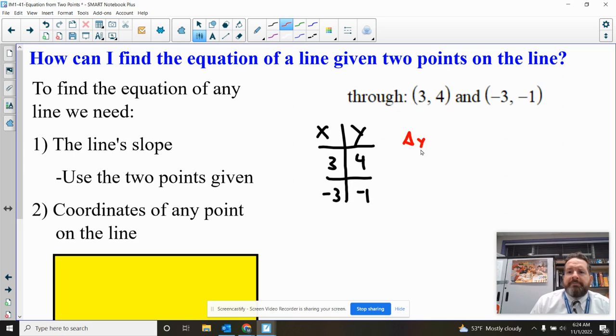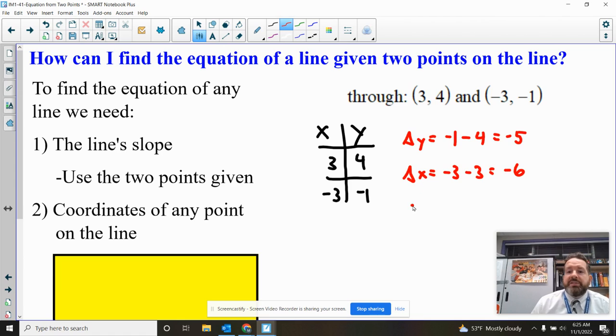So for the change in y, take bottom minus top. For the change in x, do the same thing. Order matters, so bottom minus top, -3 minus 3. That's going to take me to a -6.